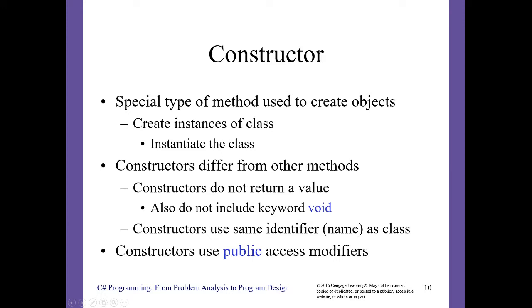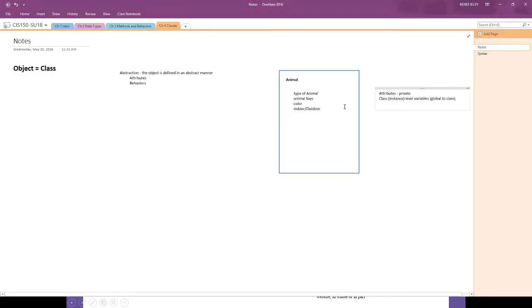If we look at our OneNote diagram here for our animal, we've said that we're going to have these types of private variables. Well, we're going to have some actions. We're going to have a constructor, and it's going to be called animal, and it's going to be named exactly the same as our class. Down in the bottom of our UML document, we put all the methods or actions. Well, constructing an instance of our class is an action.